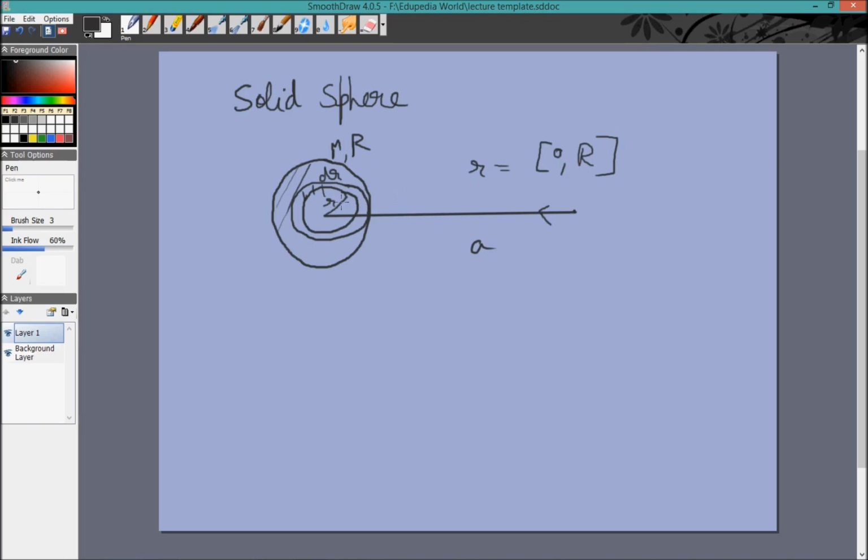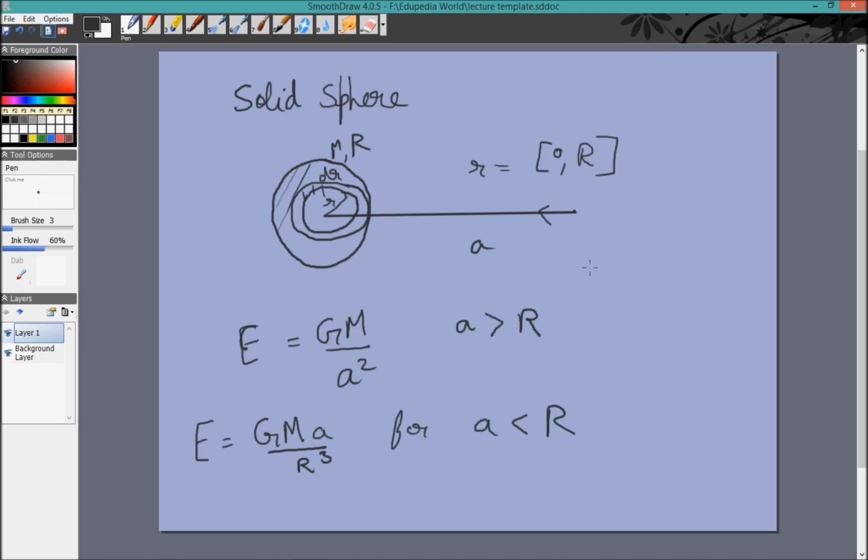If you try to calculate it, what you'll get is that the gravitational field is equal to GM by a square for a greater than R, and it is equal to GMa by R cube for a less than R.